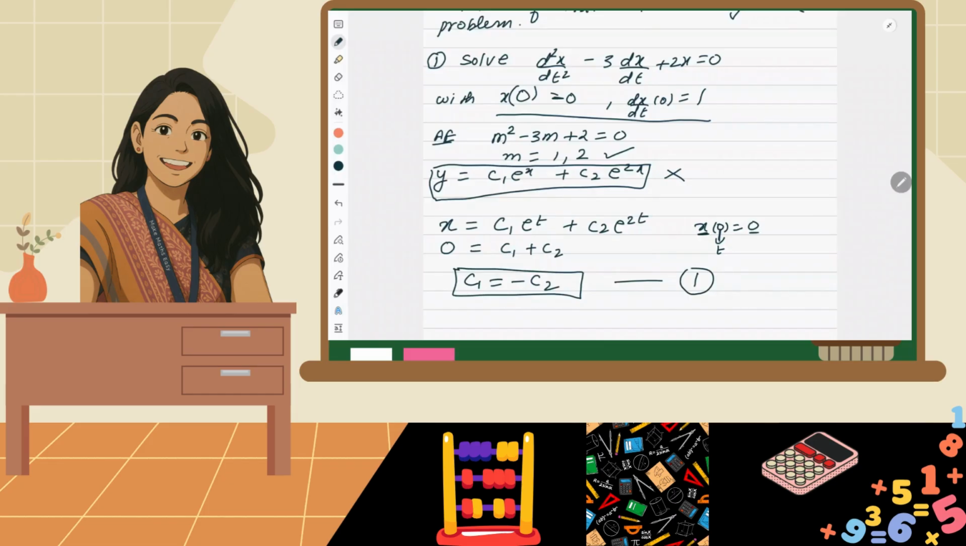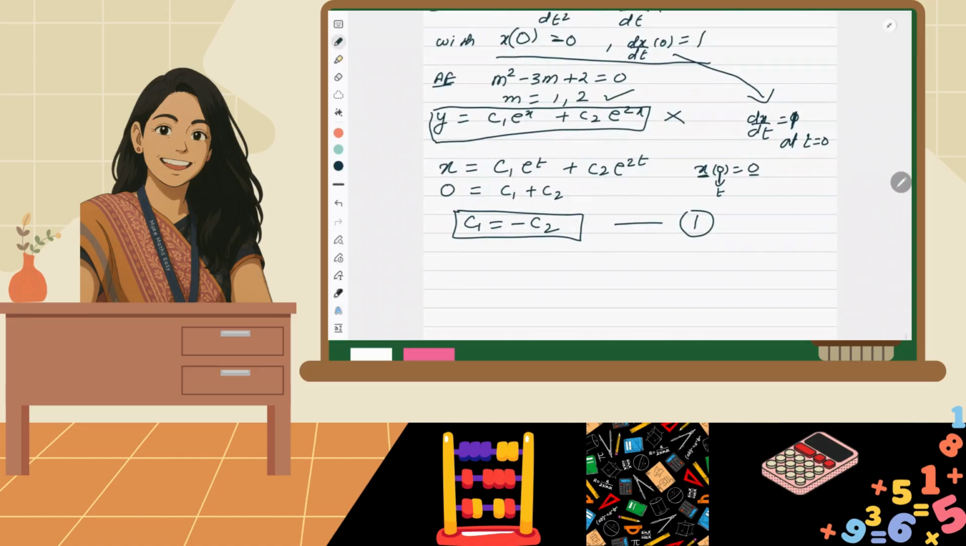This is my first equation. Now what is the next condition? Next condition is dx by dt is equal to 0. Okay, is equal to 1 at t is equal to 0. This means this. So for this I need dx by dt. So I will differentiate this expression.